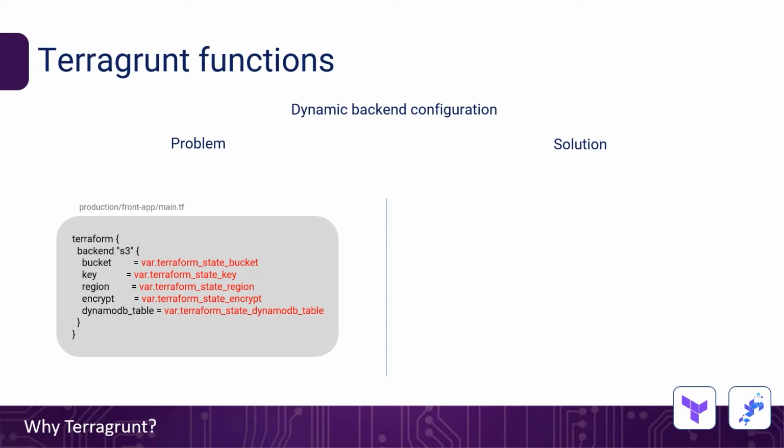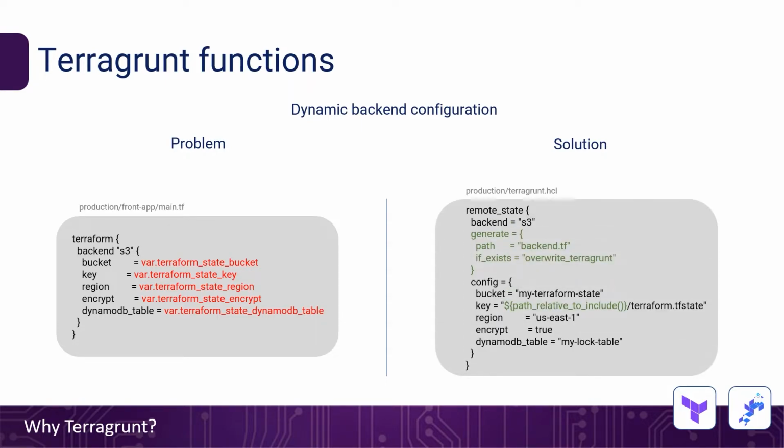This situation can cause a lot of discomfort, because not only do we have duplication to maintain, we also need to be sure that each application has a unique backend key for the state file, because when keys are the same, they can override each other. And this problem can actually be resolved by Terragrunt.